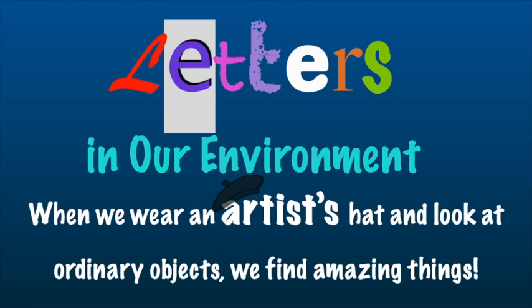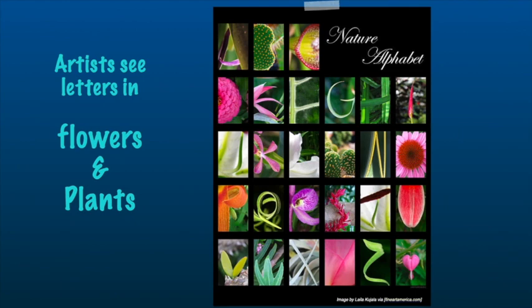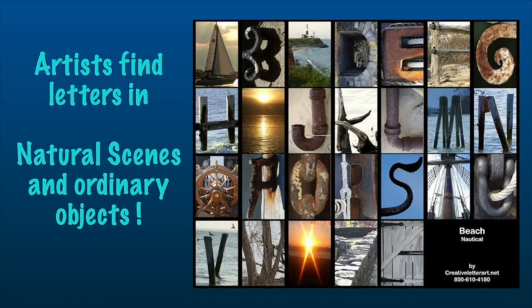Letters in our environment. When we wear an artist hat and look at ordinary objects, we find amazing things. Some artists see letters of the alphabet in ordinary objects. Can you find all the letters of the alphabet in this picture? Artists see letters in flowers and plants. Artists find letters in natural scenes and ordinary objects.